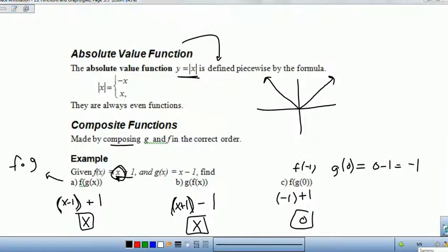Alright, so in this video, we looked at 3 functions: piecewise, absolute value, composite. Not only be able to identify them, but be able to graph them and to use them to answer different kinds of problems like this.